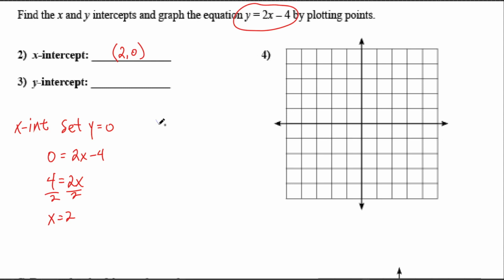What about the y-intercept? To find the y-intercept, we set x equal to 0. And now we solve for y. So y equals 2 times 0 minus 4. That's easy. Y equals 0 minus 4, which is negative 4. So what's my ordered pair? Remember, we said x equal to 0, so the first one is 0. Then we solve for y, so what do we get for y? We got -4. There's your x and y intercept.